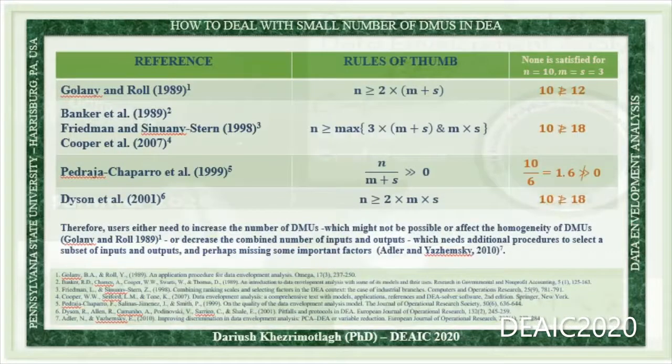As can be seen, none of the rules of thumb are satisfied here. For example, 10 is not greater than or equal to 2 multiplied by 3 plus 3, or 12, and similarly we need at least 18 airports, which is not possible in this case. If we want to decrease the number of variables, we also miss some of the information which may not support our purpose of this study.